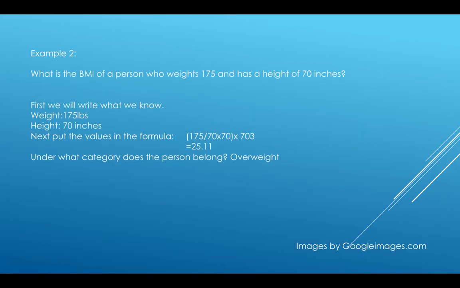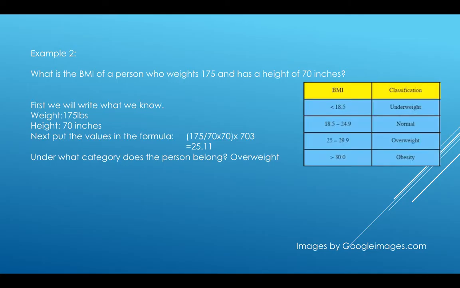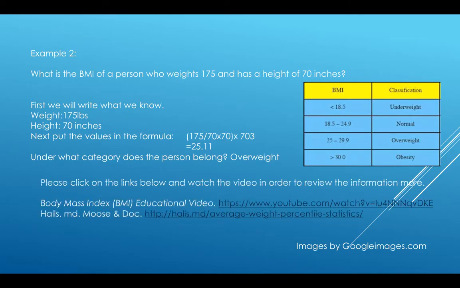Example number 2. What is the BMI of a person who weighs 175 and has a height of 70 inches? So we're going to do the same steps. First, we will write what we know. We know the weight, 175 pounds, the height, 70 inches. Next, put the values in the formula. 175 divided by 70 squared, or 70 times 70, times 703. That gives us 25.11. And under what category does this person belong? By looking at the chart, we know that it's also overweight.